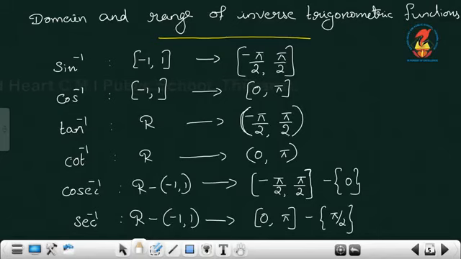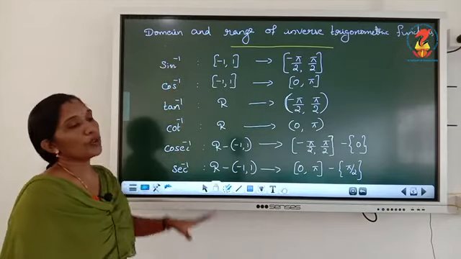Sine inverse, it's from minus 1, 1 to minus pi by 2, pi by 2. Cos inverse from minus 1, 1 to closed interval 0, pi. Tan inverse from R to open interval minus pi by 2 to pi by 2. Cot inverse is R to open interval 0, pi. Cosec inverse is R minus (-1, 1) to closed interval minus pi by 2 to pi by 2 minus 0. Then sec inverse is R minus open interval (-1, 1) to closed interval 0 to pi minus pi by 2. So this one you have to learn.